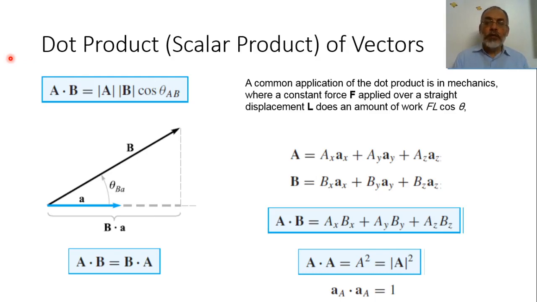The products of the vectors, we have two types of products. We have dot product and cross product. Dot product, or in other words, the scalar product of the vectors. If I have two vectors a and b, the dot product of them is the modulus of the vector a multiplied by the modulus of the vector b multiplied by the cosine of the angle between them, cosine theta ab.